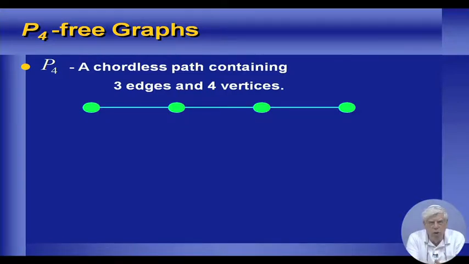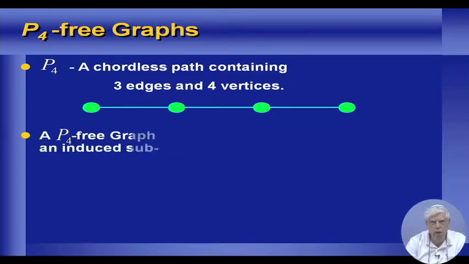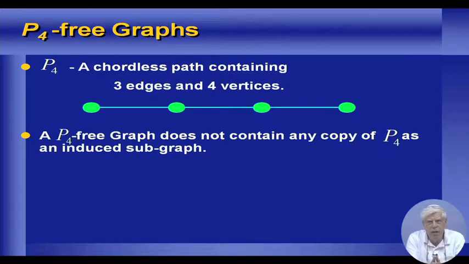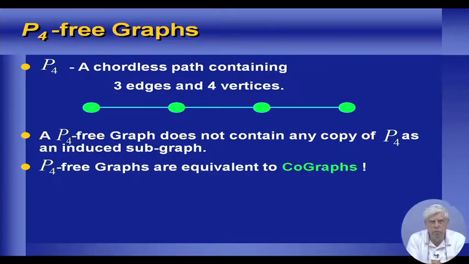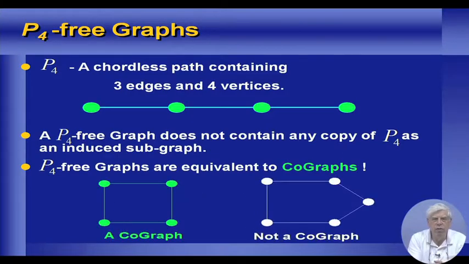Now, we all know the term about looking for graphs that have forbidden subgraphs. A P4-free graph is a graph that has no induced P4. Here's a picture of P4. It's the path with 3 edges and 4 vertices. A graph that has no induced subgraph P4 is called P4-free. And there we have the definition. And lo and behold, P4-free graphs are equivalent to co-graphs. Co-graphs defined through this decomposition, the P4-free graphs defined by some local forbidden configuration.